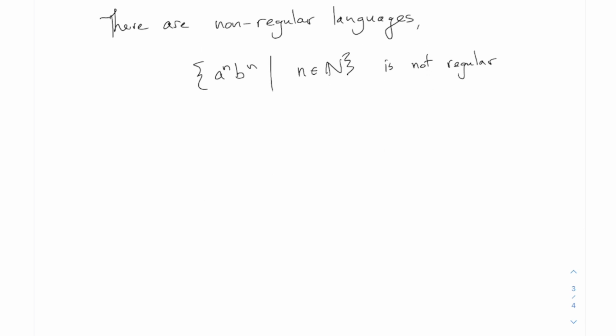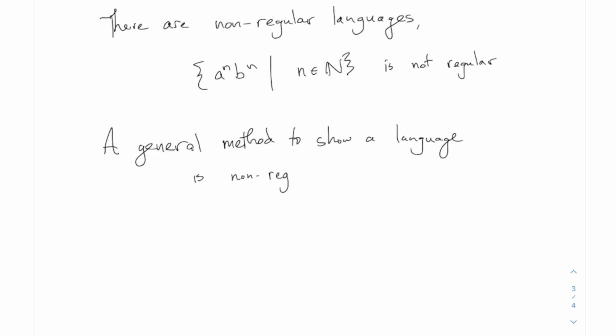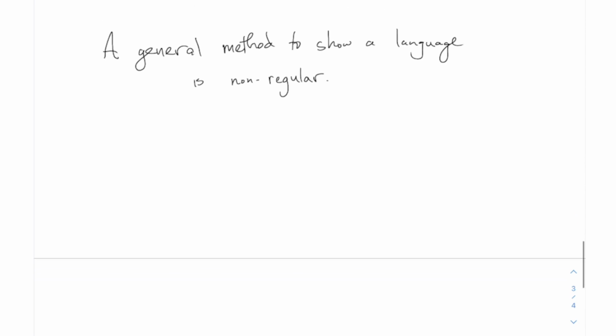But I want to talk about a general purpose method by which you can show that a language is non-regular. A general method to show a language is non-regular. It's a little, I wouldn't say hard, but it is a little complicated, and we're going to start on the journey today, and we're not going to actually get there until maybe after the test. I mean, the test is pretty soon, I suppose. A general method to show a language is non-regular.